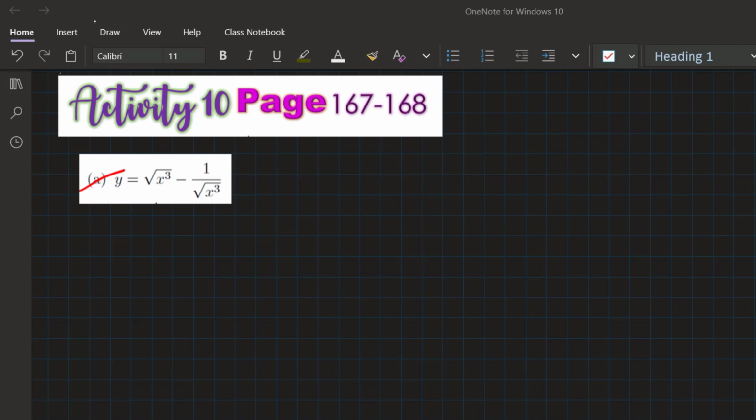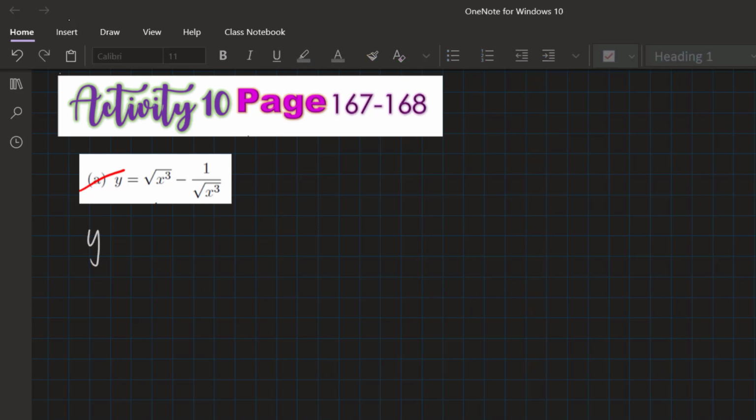Okay, so this is the answer key for activity number 10, pages 167 to 168. Okay, so number 1, we are going to find the derivative of this function. So before that, i-convert muna natin siya sa exponential.